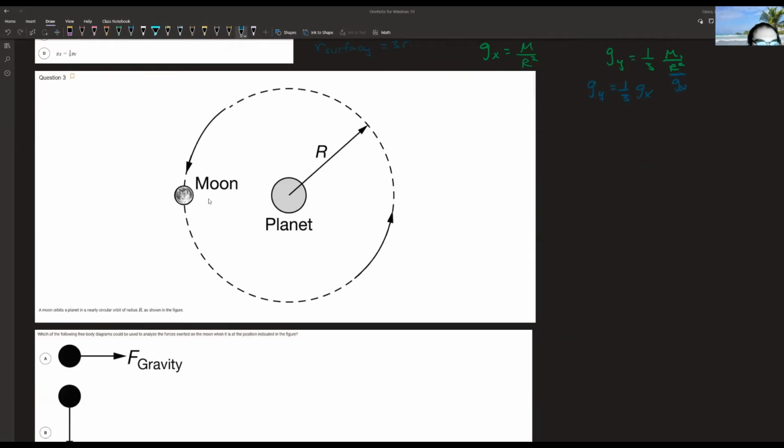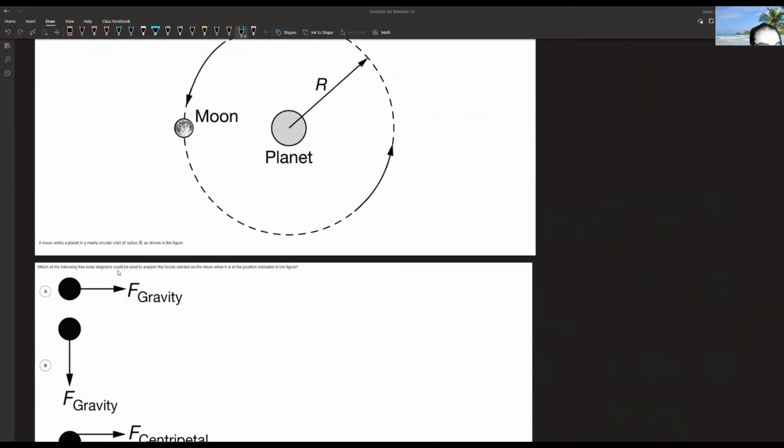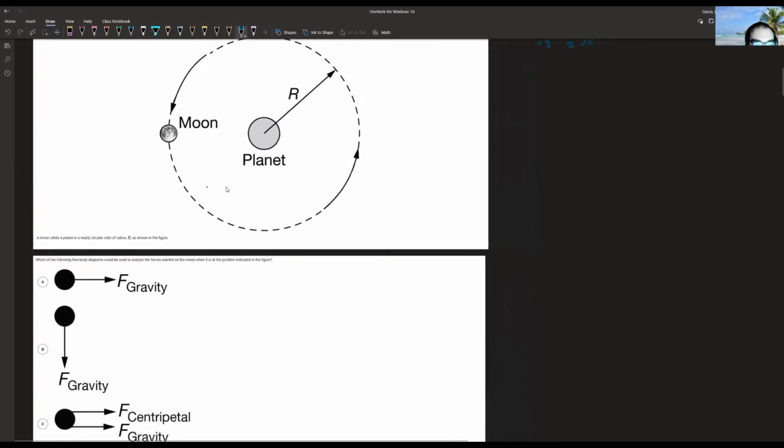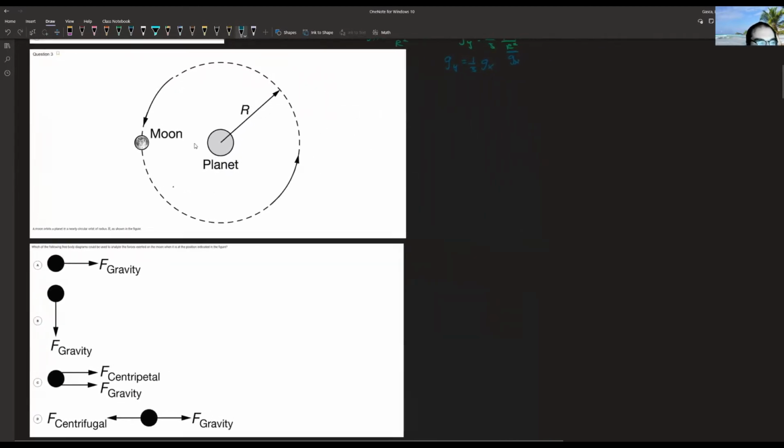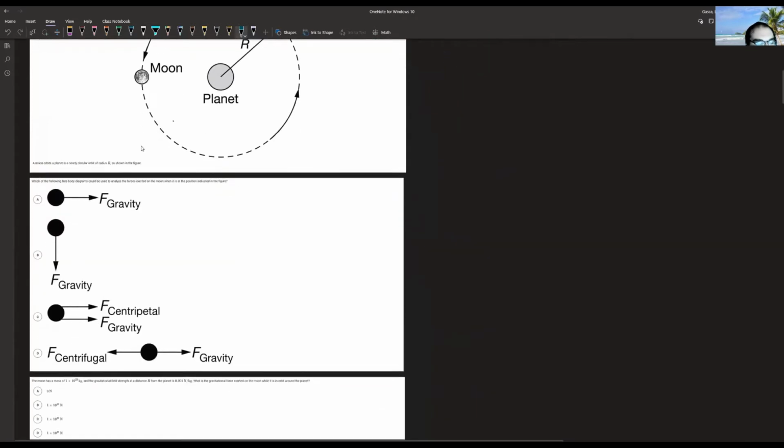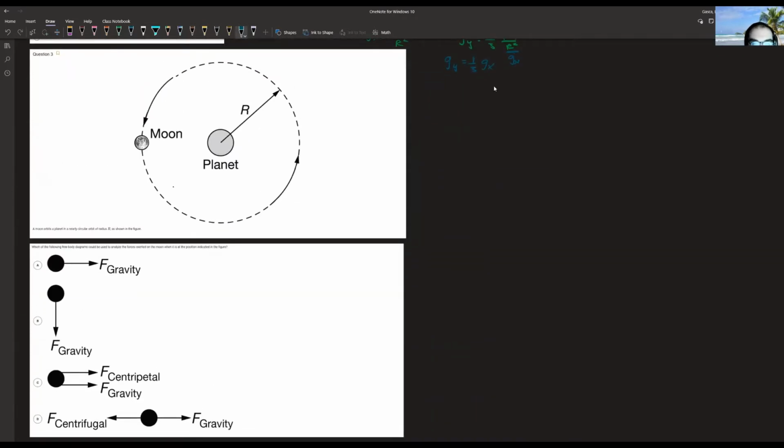So we have a planet and a moon, and they tell us a moon orbits a planet in a circular orbit of radius r as shown in the figure. And they ask us, which of the following free body diagrams could be used to analyze the forces exerted on the moon when it is at the position indicated in the figure? So here I'm going to have to zoom out, and I do apologize if that makes it a little harder to see. But our moon is going to be to the left of the planet, and these are the 4 free body diagrams.